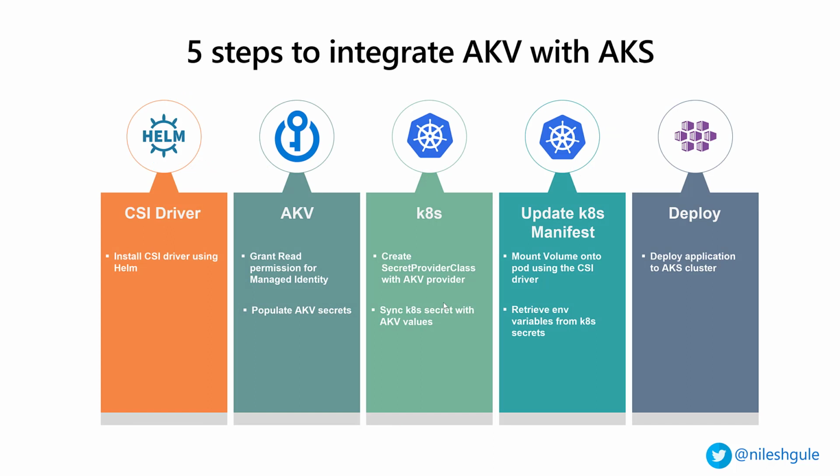So the 5-step process to do this is, in step 1, we deployed the CSI driver. We used Helm for deploying this. Next step is the Key Vault. So we grant the read permission or get permission for the secret part only. And we also populate the AKV secrets here. Then on the Kubernetes side, we create a secret provider class with AKV Provider. And we also sync the Kubernetes secrets with the AKV values. Next step is we update our manifest files, and we mount the volume using CSI driver, and we retrieve environment variables from the Kubernetes secret. And finally, we deploy the application to the cluster.